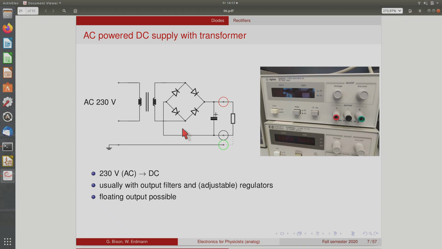So sometimes there is something connected here that limits the voltage. Sure. Other questions?